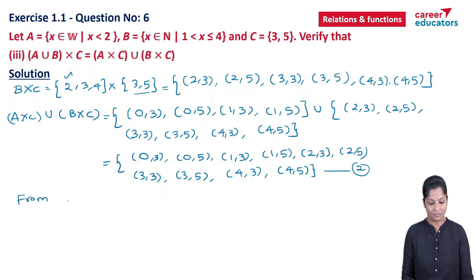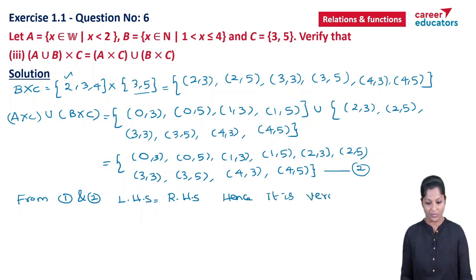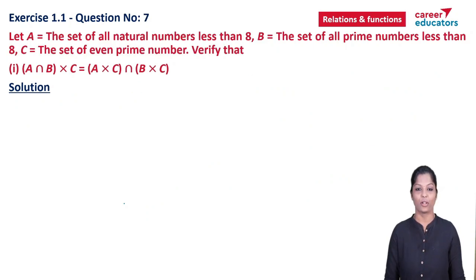From 1 and 2, LHS equal to RHS. Hence, it is verified. That's all. We have completed this problem. Next, we are going to solve question number 7.